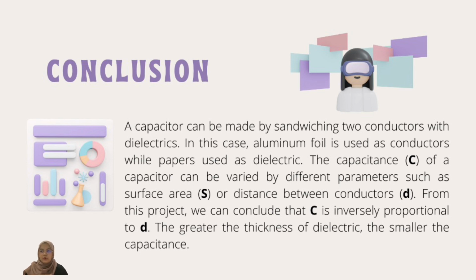We can see that the more layers of paper between the plates, the smaller the capacitance. So that concludes C is inversely proportional to D. The greater the distance between the conductors, which is the thickness of the dielectric, the smaller the capacitance.